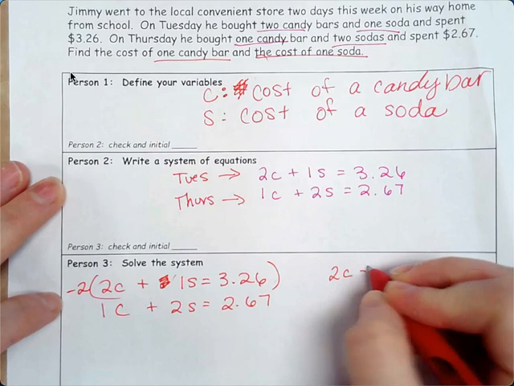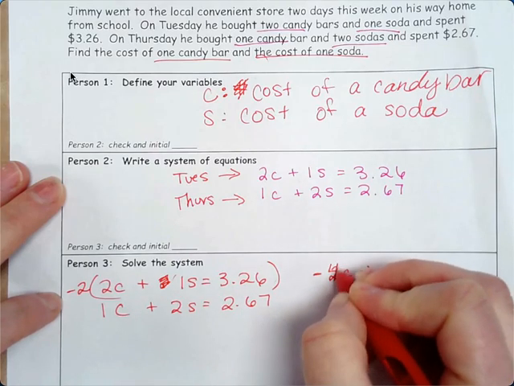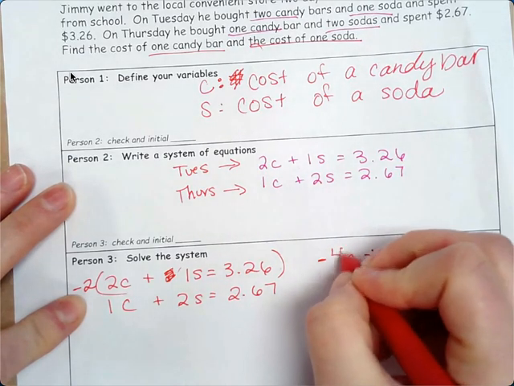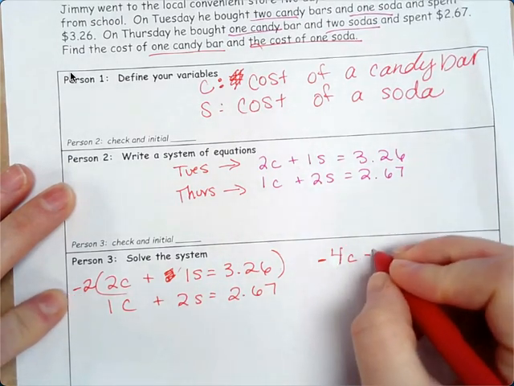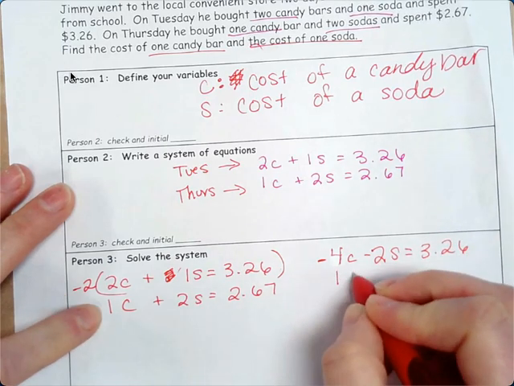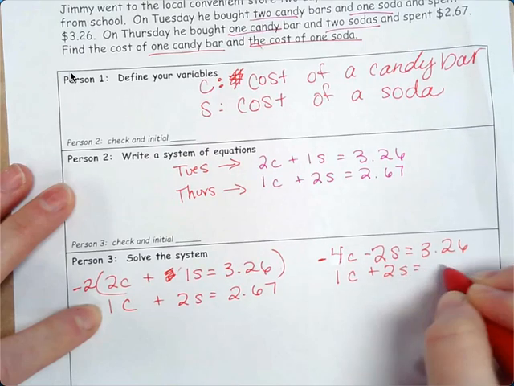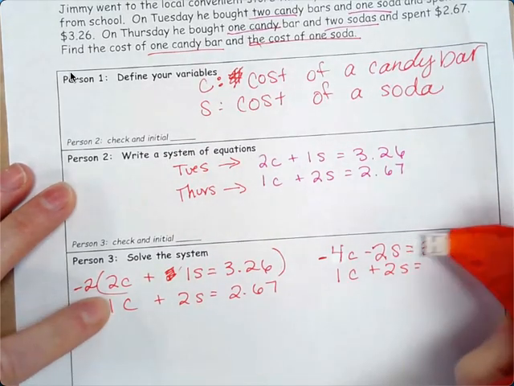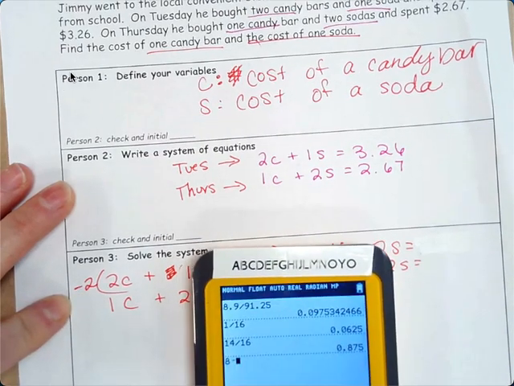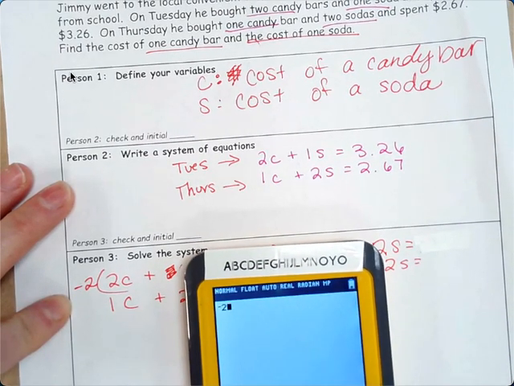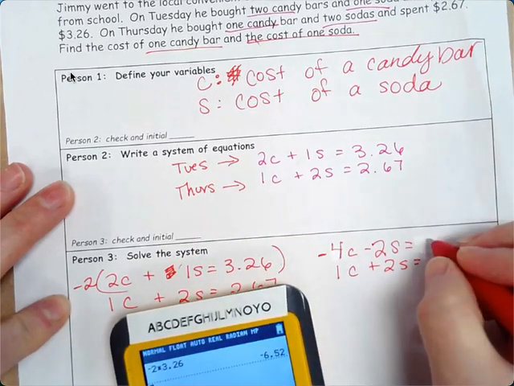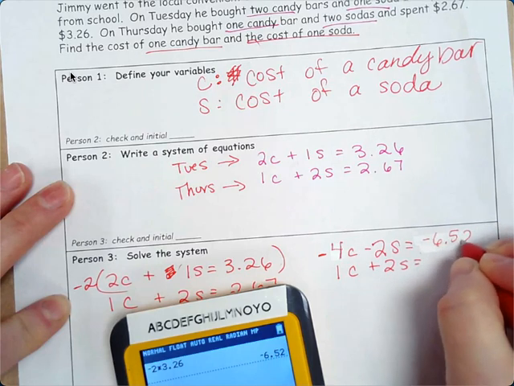2C, negative 4C, sorry. Minus 2S equals 326. And then we have 1C plus 2S equals, I didn't multiply that. Sorry. So we would do -2 times 326, -652.